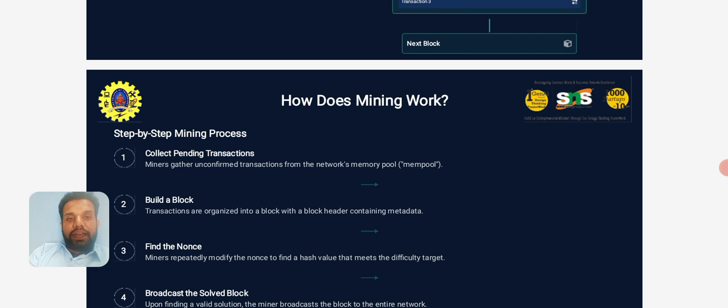Then they create a block and assign a random number to that block. Every block has a header, a body, and a tail end. Every block has a nonce number, every block has a header, and every block has some data, the transaction details.